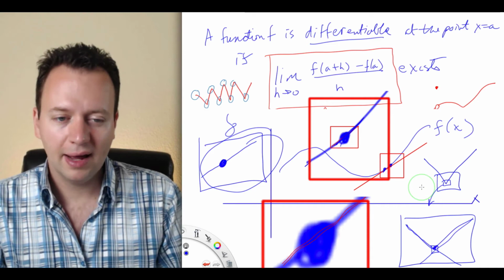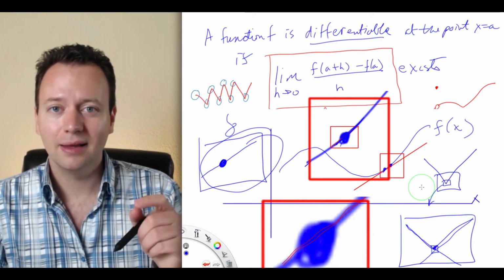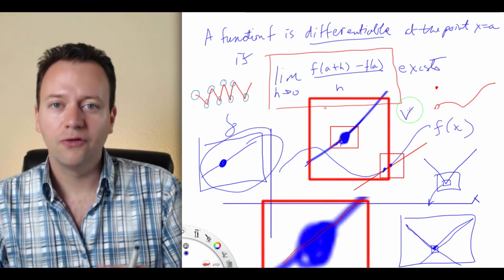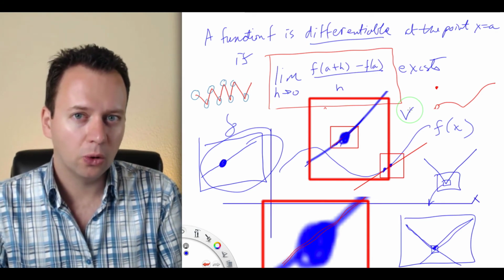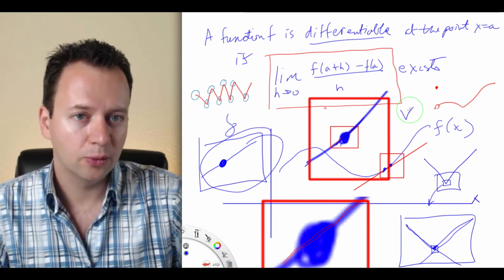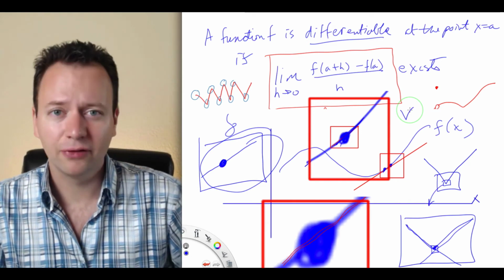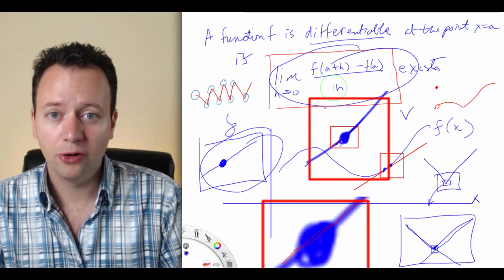So practically, the notion of differentiability is that the function doesn't have any sharp corners. So if a function has a sharp corner at a point, at the point where there's a corner, it's not differentiable. So let's apply this definition and take a closer look at differentiability in terms of a specific example.